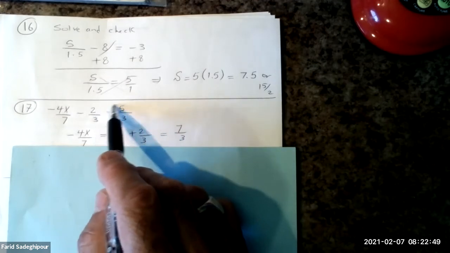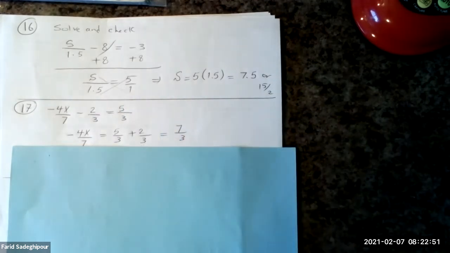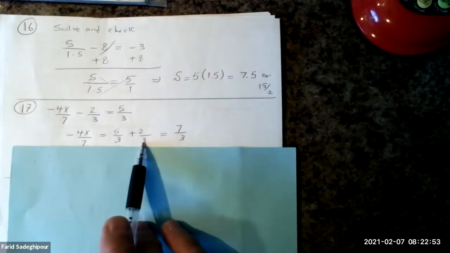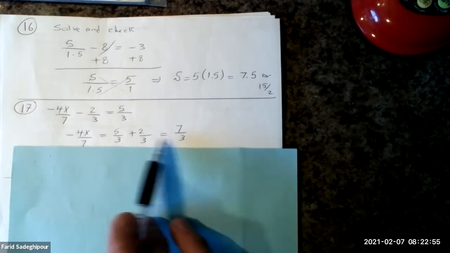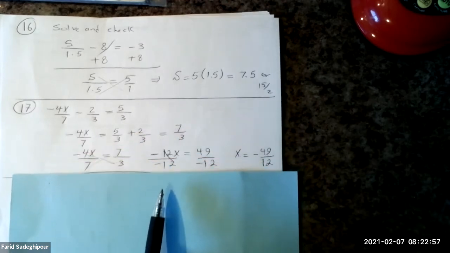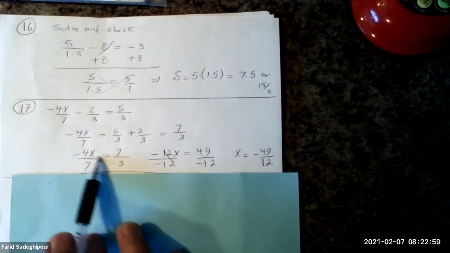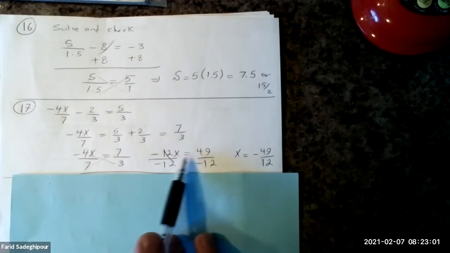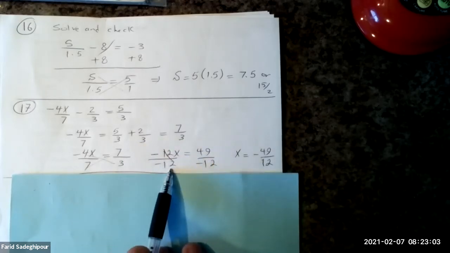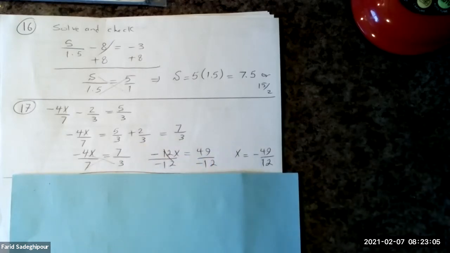When you move minus 2/3 to this side, it's positive. They both have the same denominator, so you just write the denominator and add. So now I have this. Cross multiplications, divide by negative, that would give you the value of x.